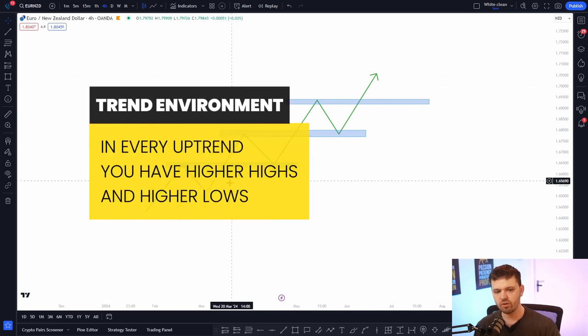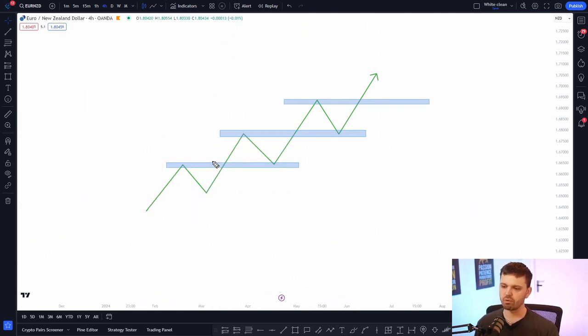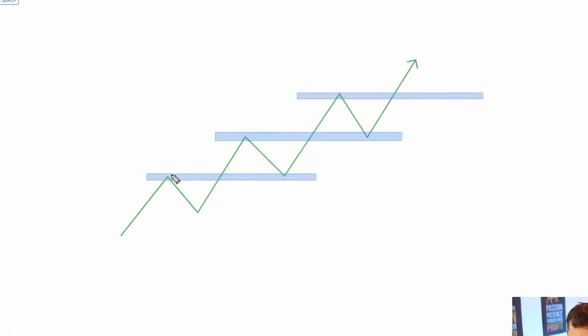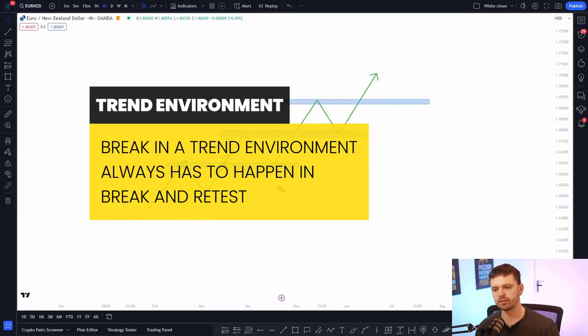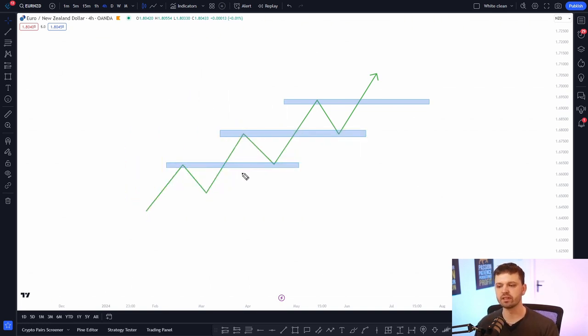In every uptrend, you have higher highs and higher lows. And when price breaks above the local high, the most recent high, so imagine price is trading down here, and price breaks above that high, that always has to happen with the break and retest in a trending environment. You always have to have the break before the retest, and the break in a trending environment is very obvious in where that level needs to be.